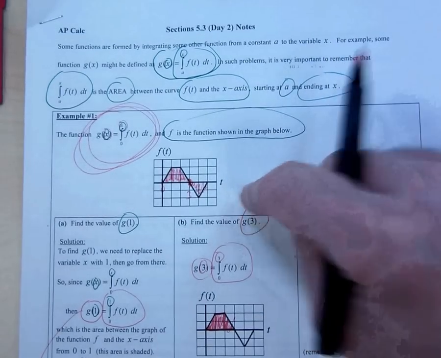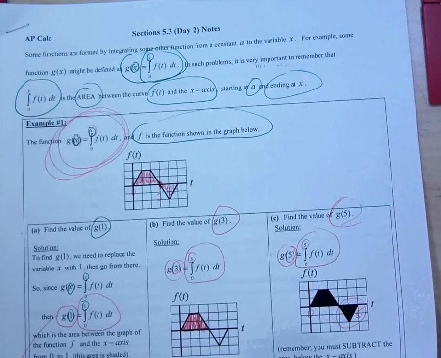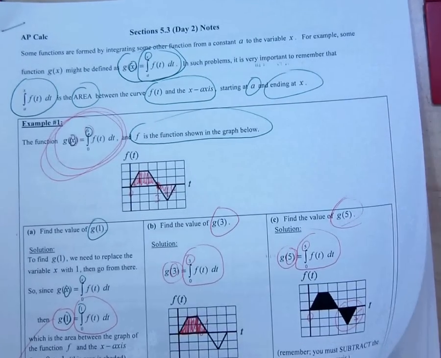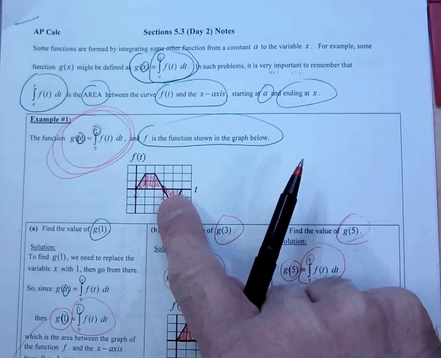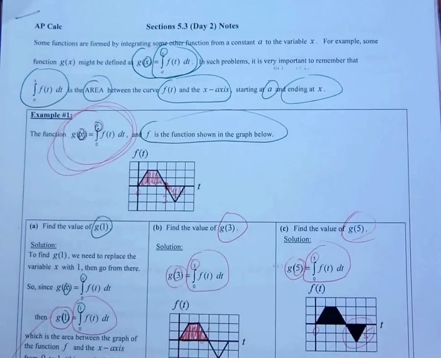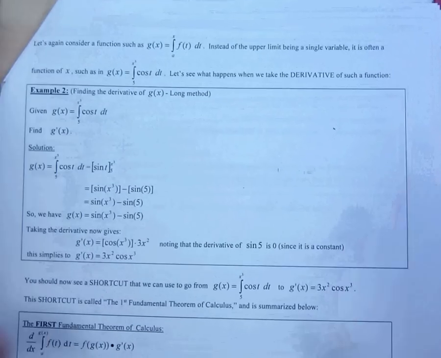And by the way, this type of problem has been probably on every free response test for the last 7 or 8 years. You're going to always see one of these. It might not be a nice geometric shape, but it's the same concept. Is that clear? Okay.